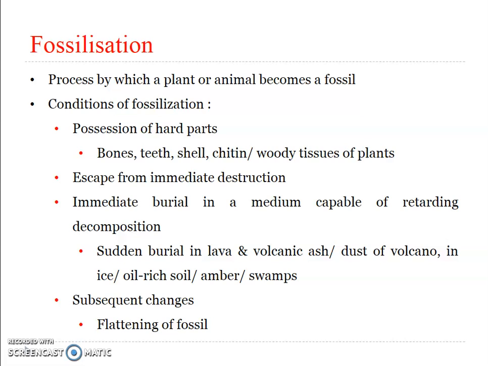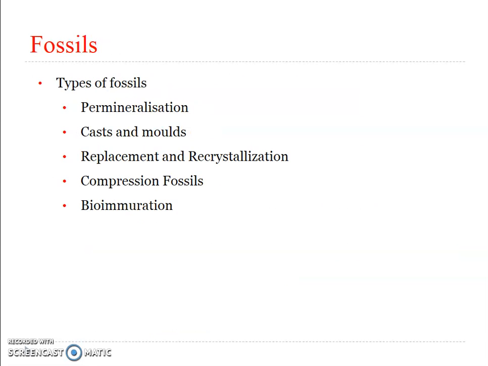So flattening of the fossil has both a positive as well as a negative effect on the fossilization process. Fossilization may occur, but the structural features may get a little modified or altered. So these are the conditions that have to be met for proper fossilization to happen. So we saw that fossilization is better when the plant or animal gets buried immediately after its death in a certain medium which can prevent decomposition or reduce the decomposition rate. Okay.